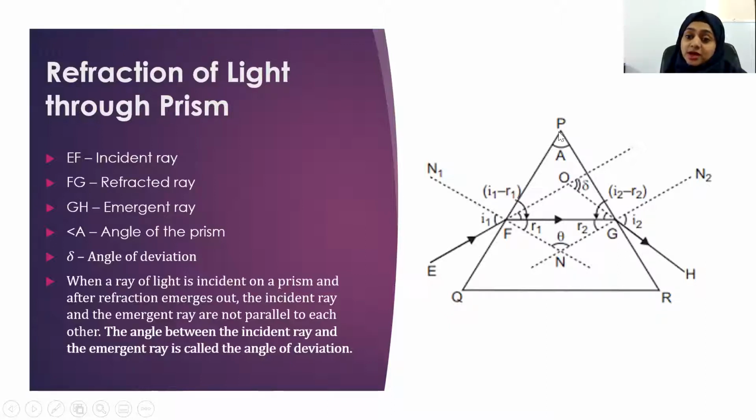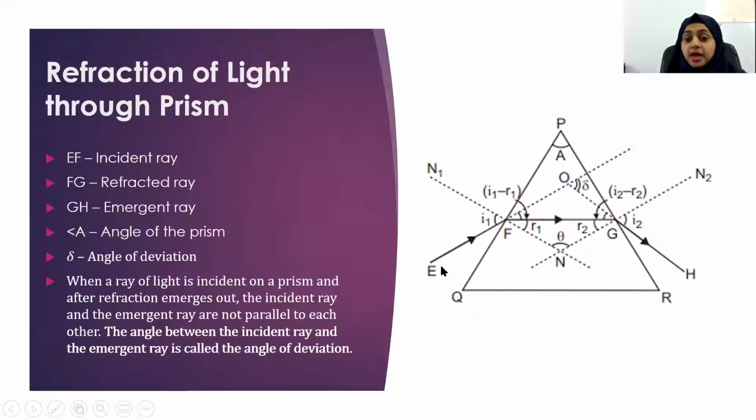Again, it gets refracted at the surface PR, and N to N is the normal drawn at the surface PR. So when it is entering a rarer medium, what happens? It will bend away from the normal. So it is bending away from N to N. See, it gets deviated towards the base. So the path of the light ray is E, F, G, H. Is it clear to you?